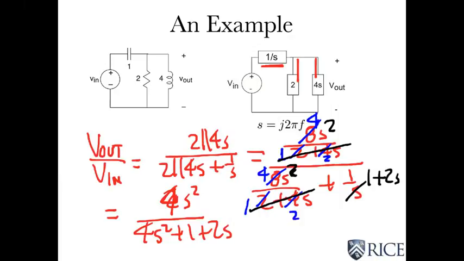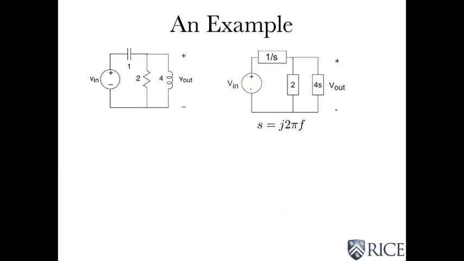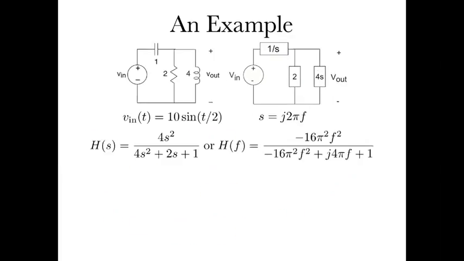Okay? So this is the name of the game. Use the parallel and series rule. Here we use voltage divider, parallel rules, series rules, and then we simplify. It really makes your life a whole lot simpler to use s for j2πf. So this is what you get, and now I can write it in terms of f, which is what we need to do in order to solve for our sinusoidal source. We need this H(f), and here it is in all of its glory.